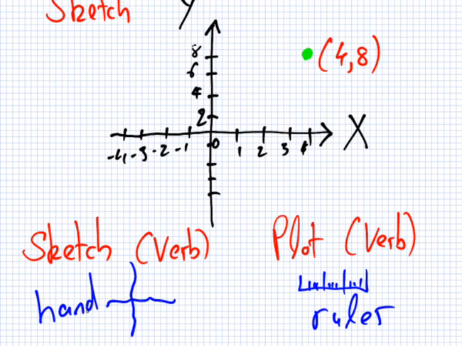Is Cartesian a new word? No. Some people have heard it before. Yeah, good, okay. Okay.